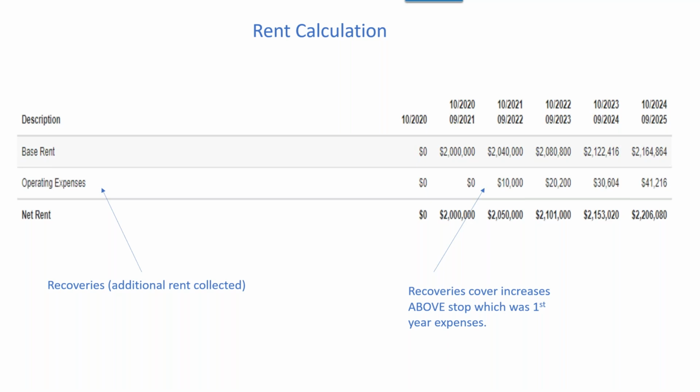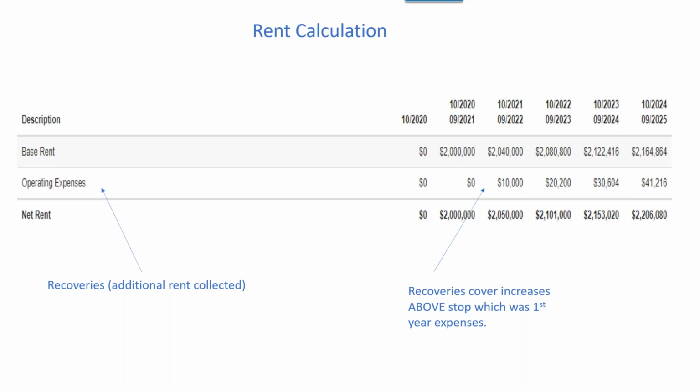Now, I've already talked about it, but just a kind of reminder. When we have operating expenses listed here, this is the reimbursements that we're talking about. It's not what the owner has to pay that comes out of the rent that they collect. This is what we're getting as a reimbursement from the tenant. And remember, it was the amount above the first year.